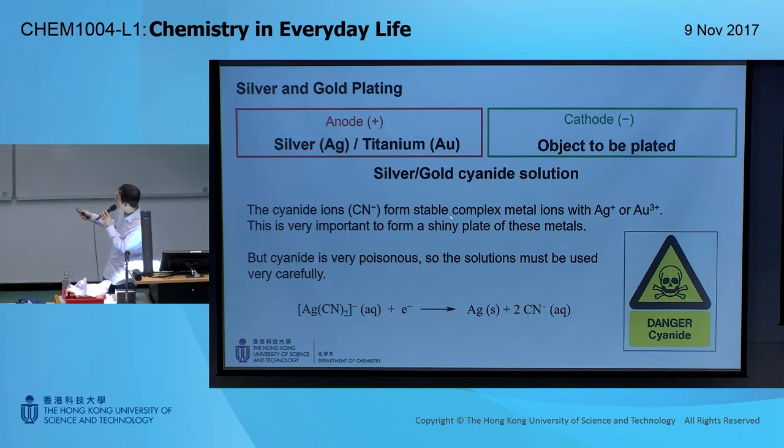It forms a stable complex with these metals, and actually it's very important if you want to form a coating of silver or gold onto the metal. A lot of the time, the electroplating solutions are very poisonous, so you have to be very careful when you're doing it. You can write an equation like this: the complex ion with silver is Ag(CN)2-. This is the silver cyanide complex. Silver is 1+, but CN is 1-, so with 2 CN giving 2- plus 1+, the overall charge is 1-. This gains an electron and forms silver metal, and the cyanide ions are freed.